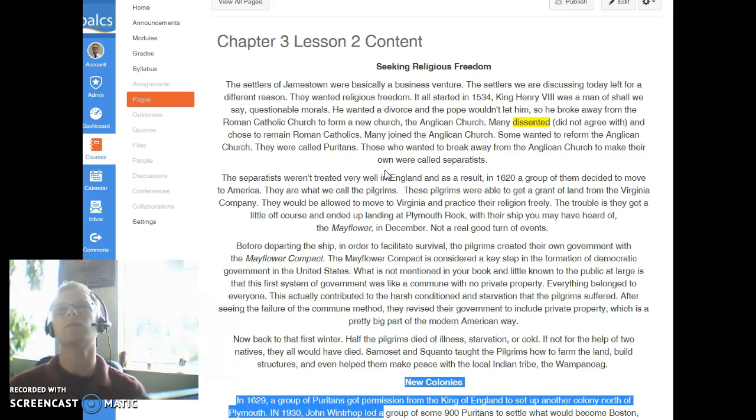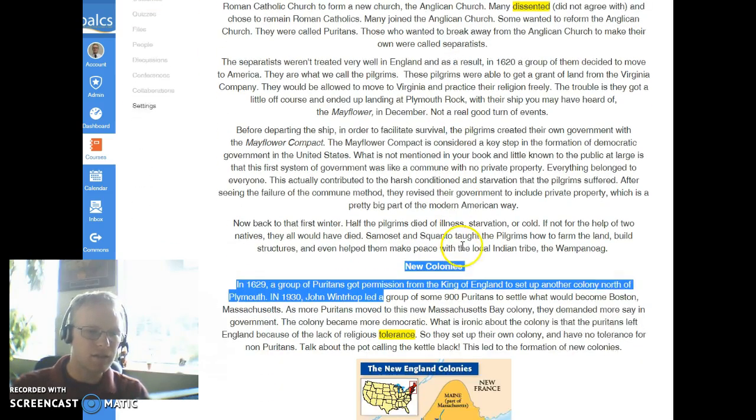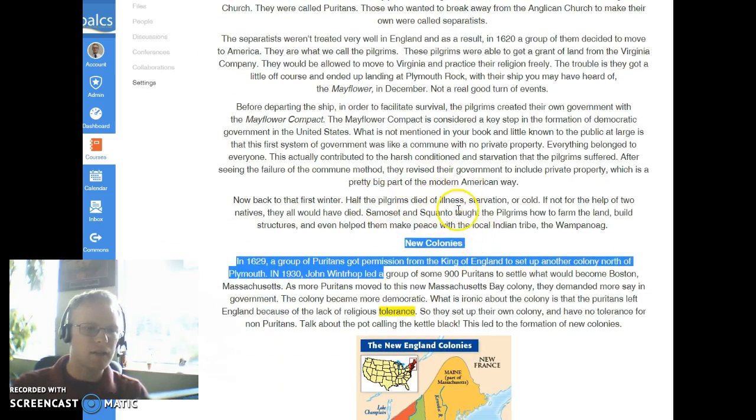They just say, oh, it was a hard winter, and they survived because Samoset and Squanto helped them out and showed them how to farm in the rocky soil and build huts and stuff like that. And that's all true. In fact, that's right down here. We talk about Samoset and Squanto helping the Pilgrims survive the first winter. I want to make sure we didn't miss anything. Oh, they also helped broker the peace with the local Indian tribe called the Wampanoags.